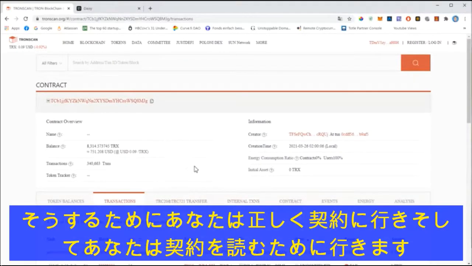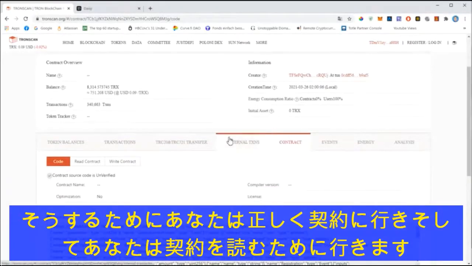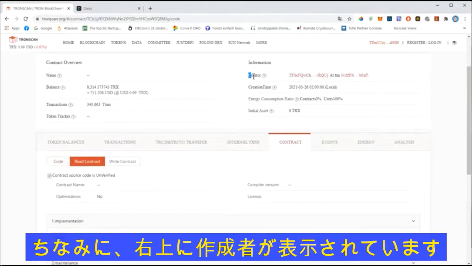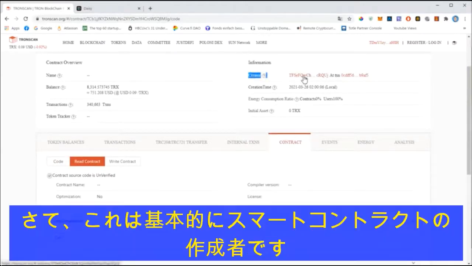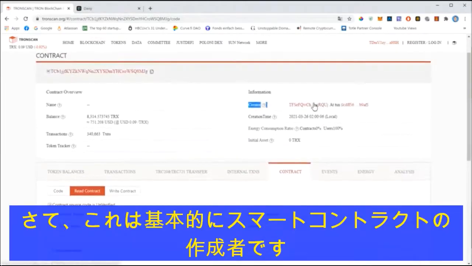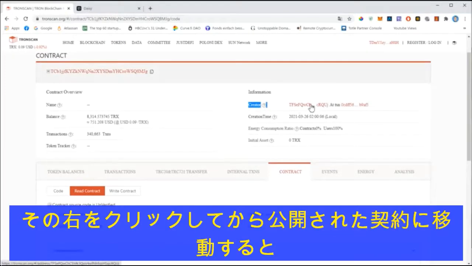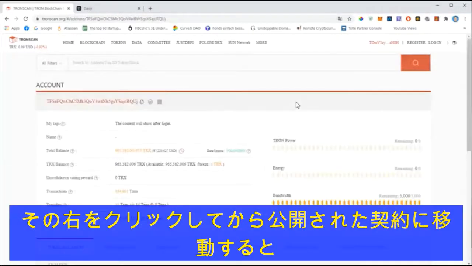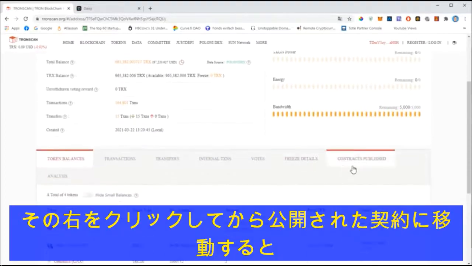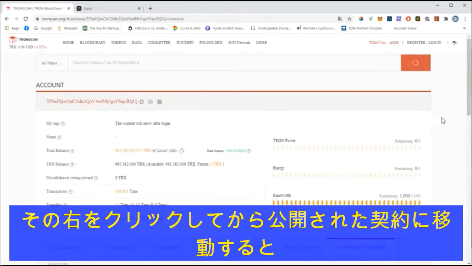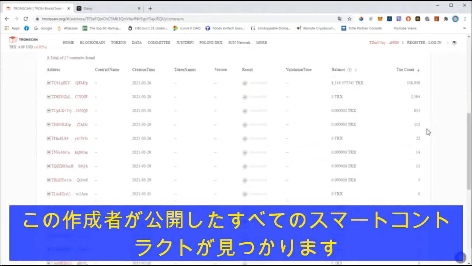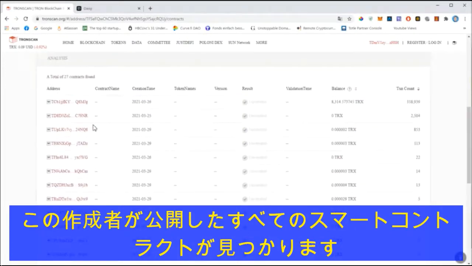To do so, you go to Contract, and you go to Read Contract. By the way, here in the upper right, you see Creator. This is basically the creator of the smart contract. If you click on that and then go to Contracts Published, you will find all the smart contracts that this creator has published.